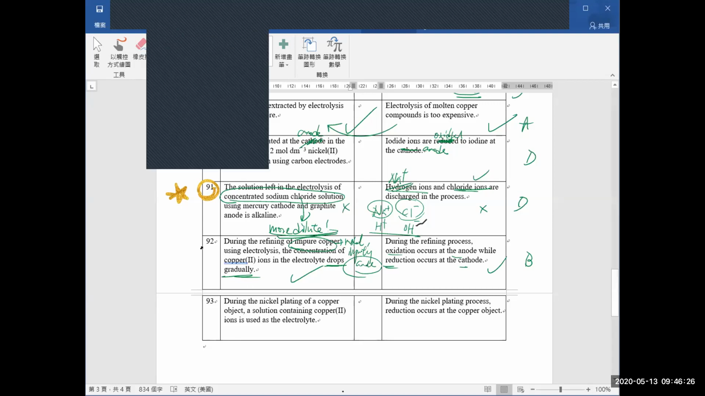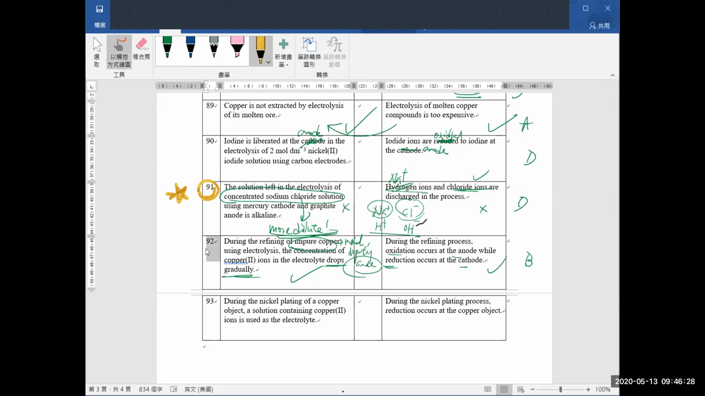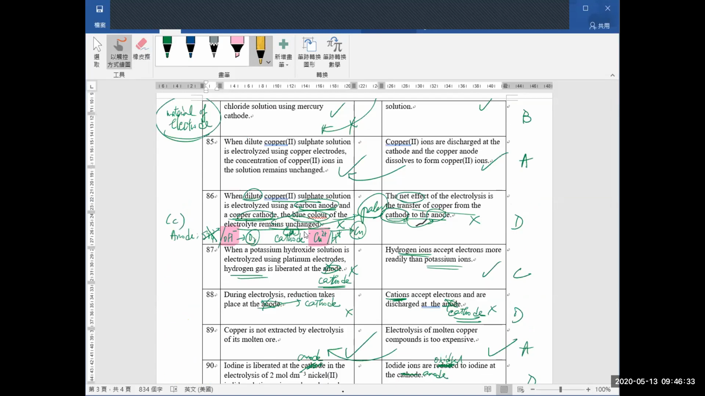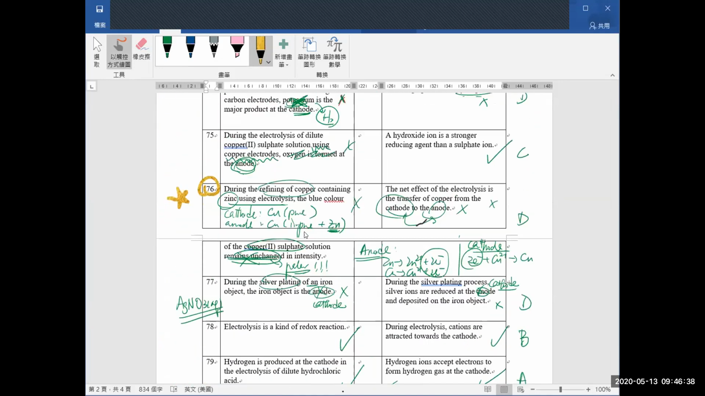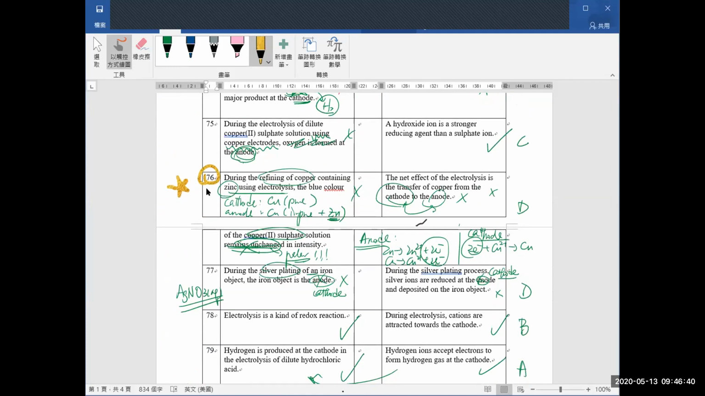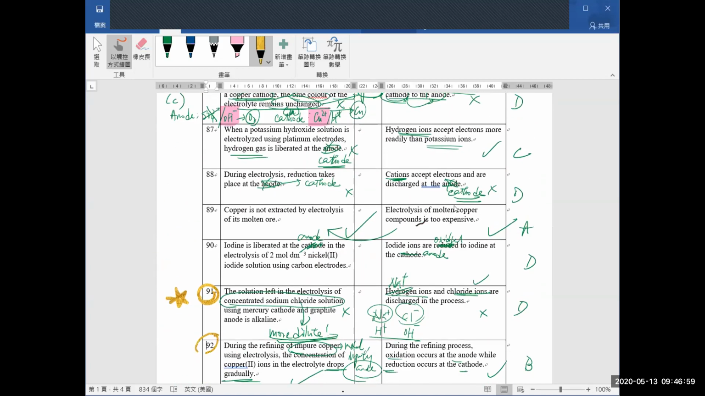This question is very similar to the previous questions. Can you tell? Which one? Yes, 76. Can you see that? Very similar. During refining copper containing zinc, the blue color does not remain as pale. Then there will be a net effect. Can you get the point? Very similar. So this is what I would like to talk to you about.